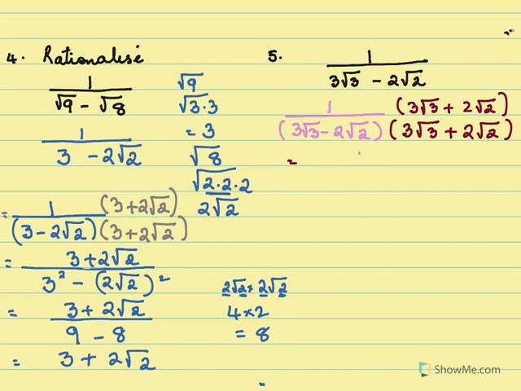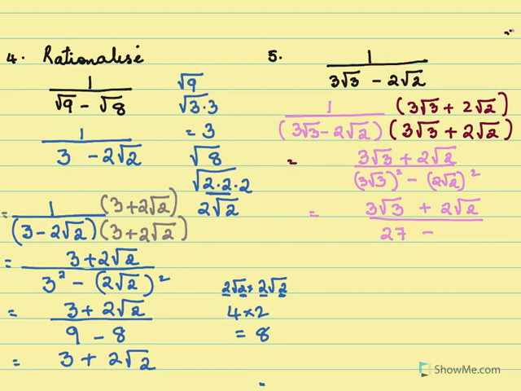So in the numerator you have 3 root 3 plus 2 root 2 over a plus b, a minus b, a square minus b square. 3 root 3, 2 root 2. So 3 root 3 plus 2 root 2. 3 root 3 the whole square will be 27. And 2 root 2 the whole square will be 8. So the answer will be 3 root 3 plus 2 root 2 over 19.